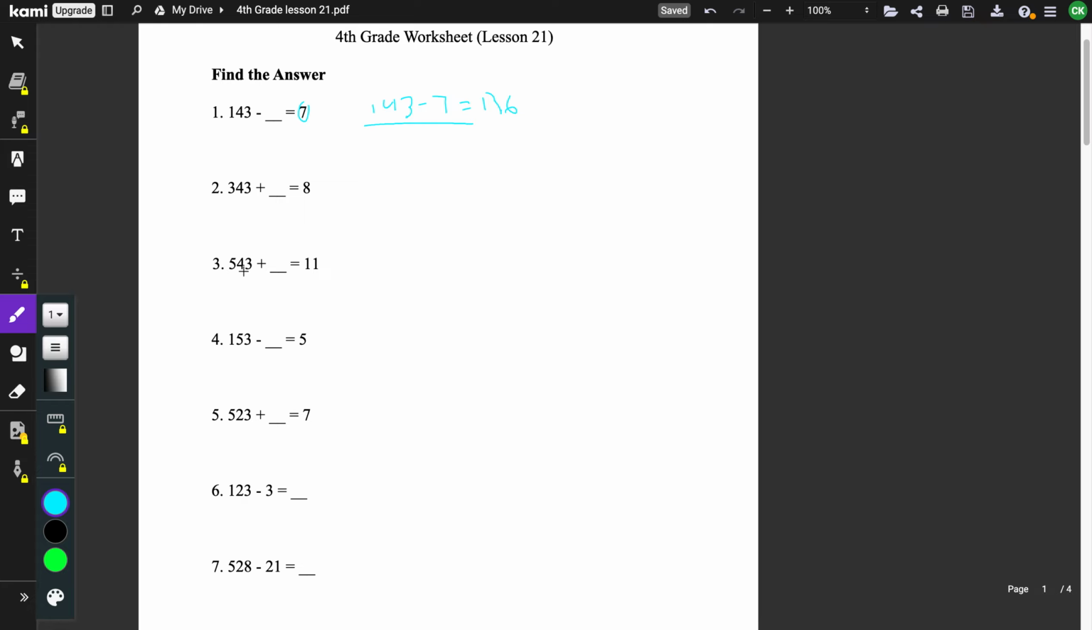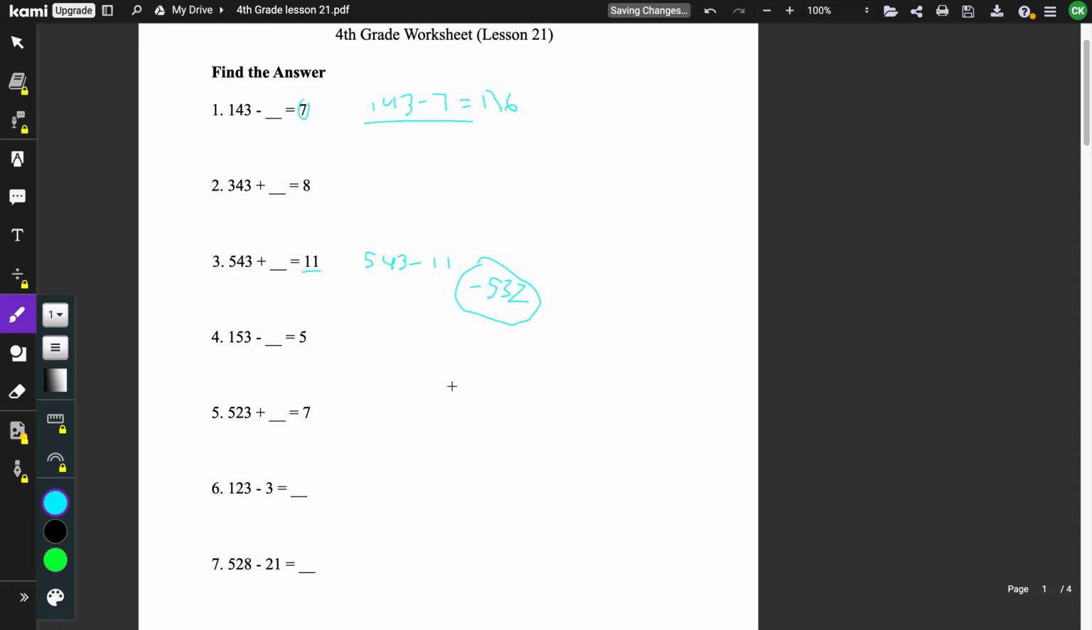Number 3, it's a little bit different. 543 plus blank equals 11, but again, this is actually solvable by 543 minus 11 essentially, and then what you should get would be 532, right? So then it wouldn't be a positive 543, it would be a negative. The reason for that is because there has to be a very small number, like a negative number, that has to be added to this positive number to give you a lower value like this. So negative 532 would be the answer.